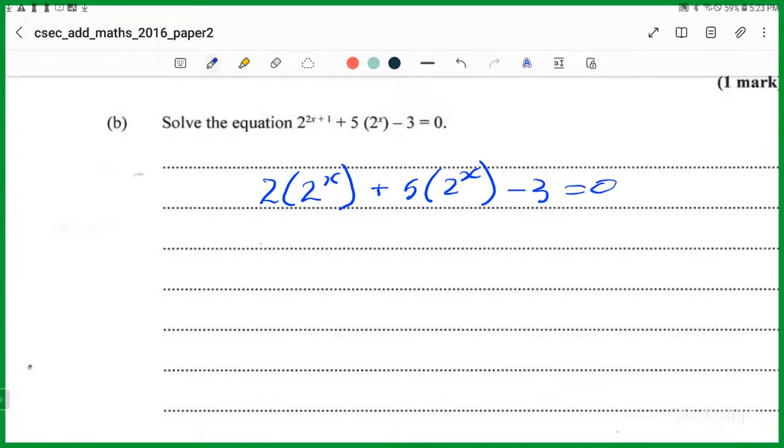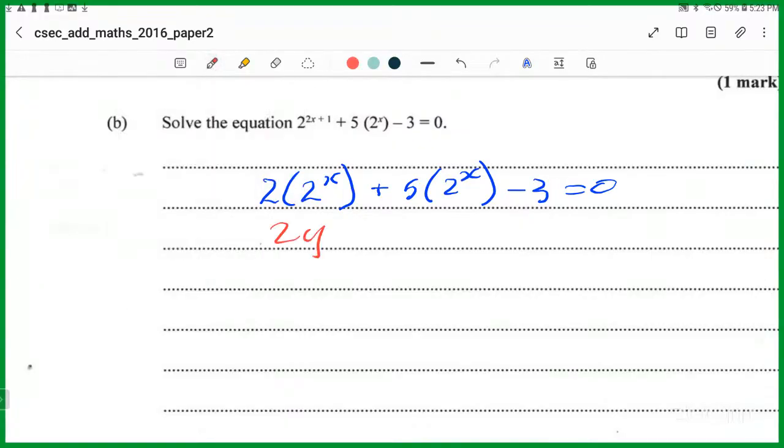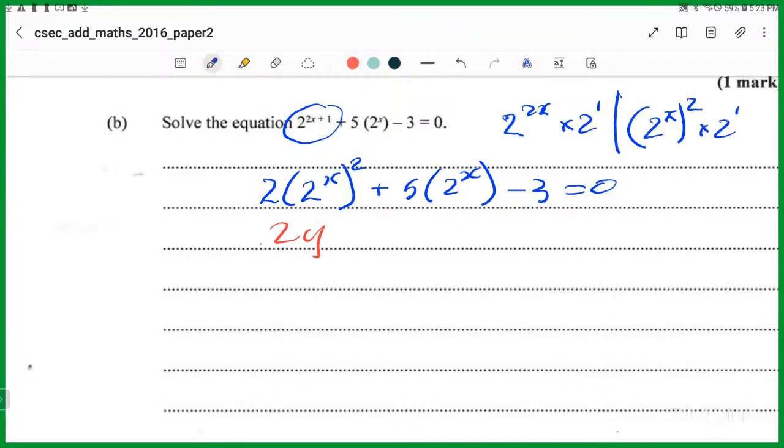Basically a quadratic equation similar to 2y squared. I need a square on this. That's 2 to the x squared, right? Why is this 2 to the x squared? Let me show you. This term is the same as 2 to the 2x times 2 to the 1. Then this 2 to the 2x is the same as 2 to the x squared times this 2 to the 1. And then all I do is put this 2 in front here. So that's how we get this term.